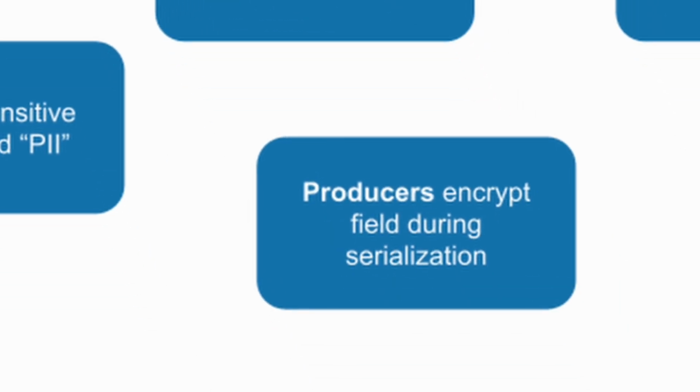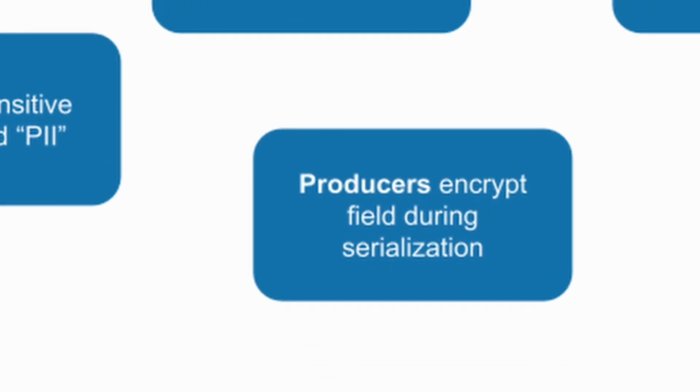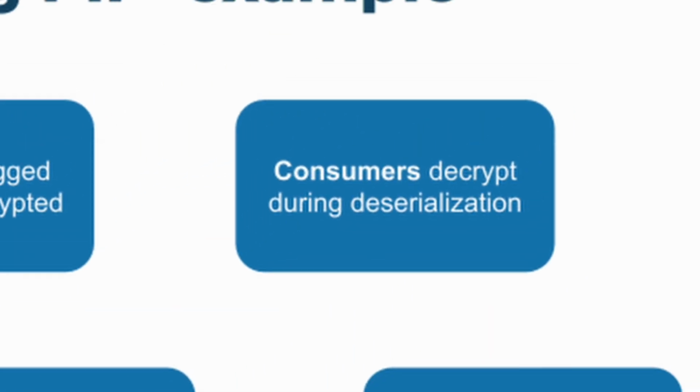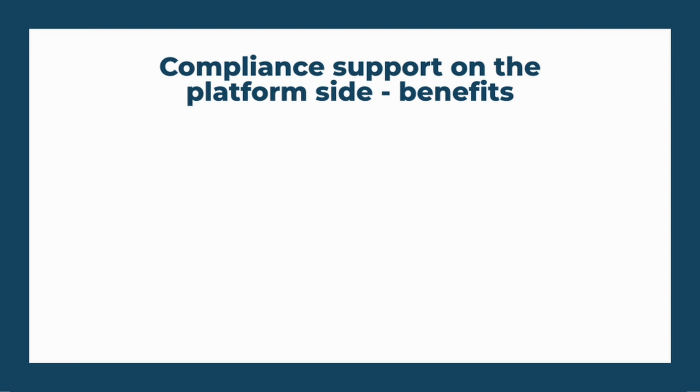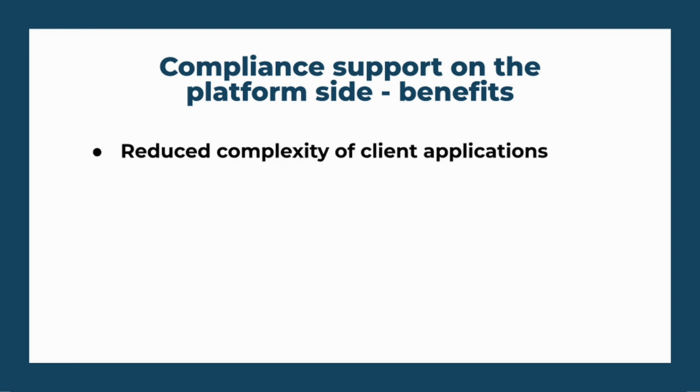When configured correctly, producers will encrypt the data during serialization and consumers will decrypt it. This ensures that sensitive PII is never stored or transmitted in plain text. This example shows just one compliance policy, but many more are likely in use in your organization, often implemented within the applications using your platform. Since compliance is mandatory, by providing features that support it on the platform level, you can reduce the complexity of client applications, which translates to cost savings and accelerated innovation.